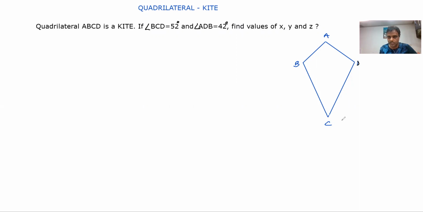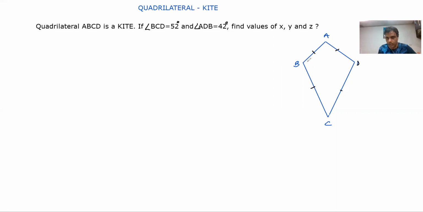So this figure ABCD is a kite. Let me talk about the properties of a kite. What are the features of a kite? The first and most important feature is that the two adjacent sides are equal. Adjacent sides are equal, which means AB and AD are equal. Similarly, the other two adjacent sides, BC and CD, are also equal. That is the first property.